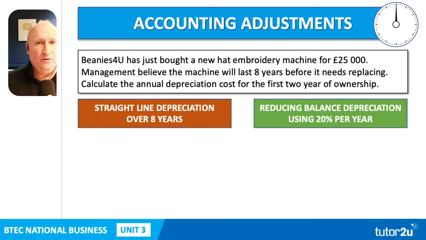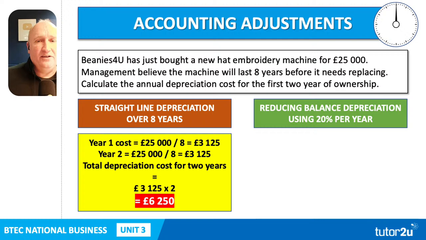Depreciation, I think, is possibly the hardest adjustment to make. And it could be a calculation. It could be an adjustment to the accounts. It could also be a question that says, which would be the best method to use, straight line or reducing balance, or maybe talk about the advantages or disadvantages of one or other of the methods. So it could be examined in different ways. Anyway, over to the answers.